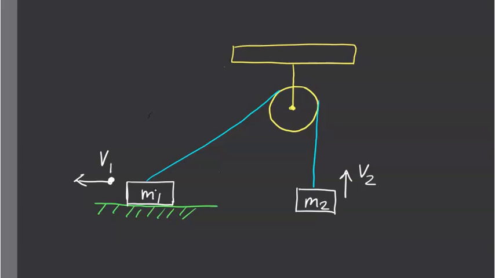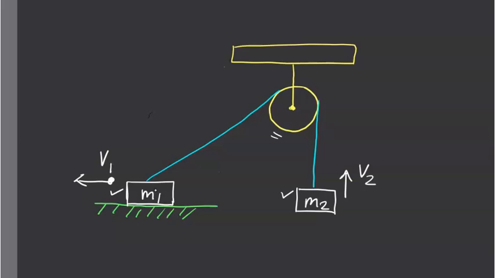Hello everyone, in this session we are going to talk about one problem based on constraint. So here what I have shown you is that there are two blocks of mass m1 and mass m2, and these two are connected to each other with a blue color string over here, and this string is passing over a pulley which is shown by yellow color here.